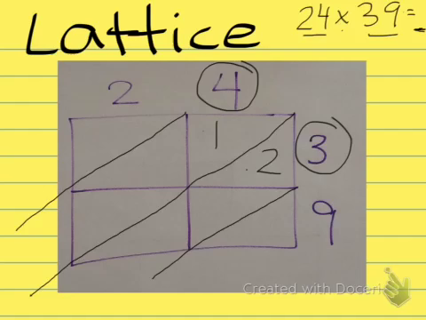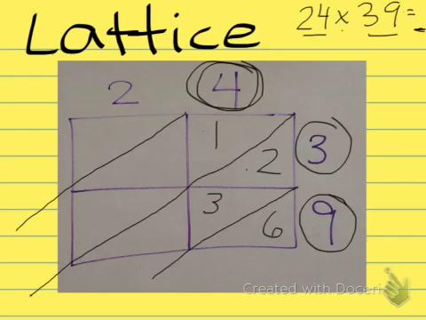I'm going to stick with this 4 and multiply it with the 9. 4 times 9 is 36. I'll put my 3 in the top space and my 6 in the bottom. So notice how the top box is always for the number that's in the tens place, and the bottom half of the box is for the number in the ones place.